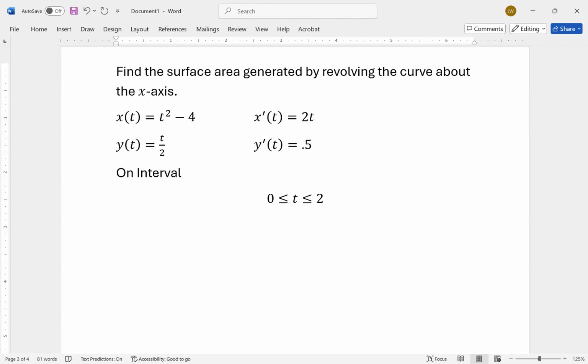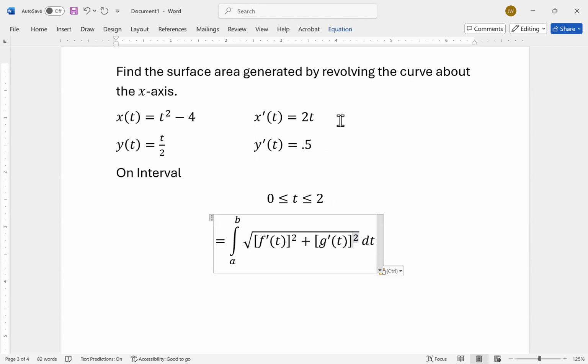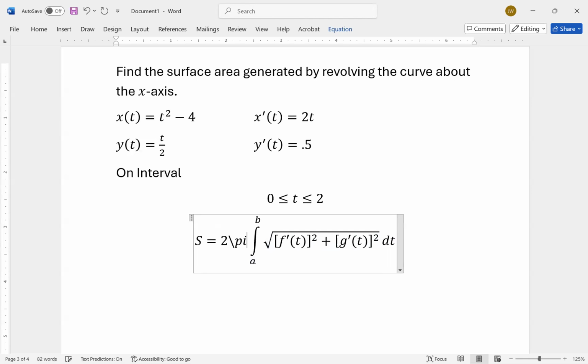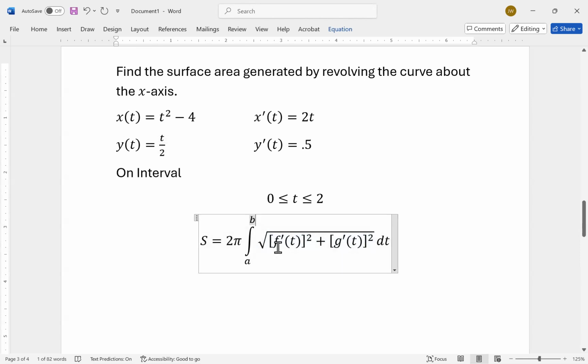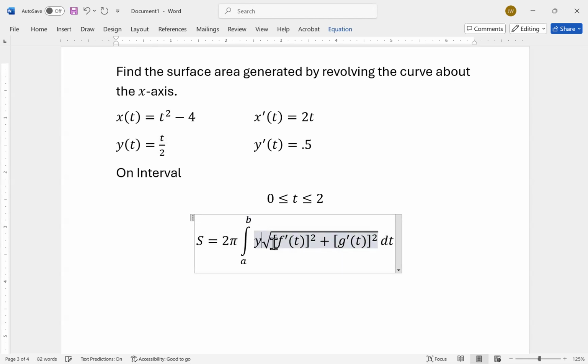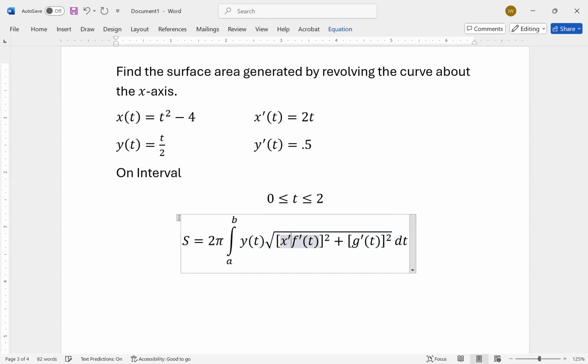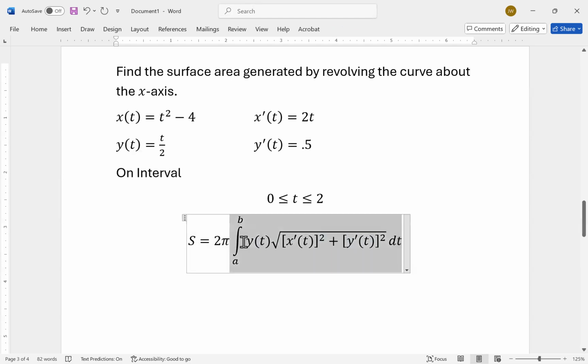We're using the interval from 0 to 2, and we're revolving around the x-axis. I always think of it as starting with the arc length and then multiplying times 2 pi multiplied times some radius. If we're revolving around the x-axis, then the radius is the y value. So a lot of times in here, I'll just put the y of t notation. And then in here, I'll put x prime instead of f prime. And here, a lot of times I put y prime instead of g prime. That's, again, just notational.